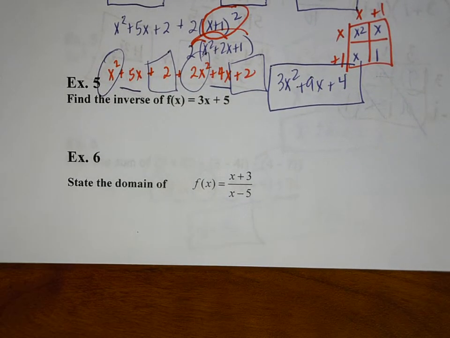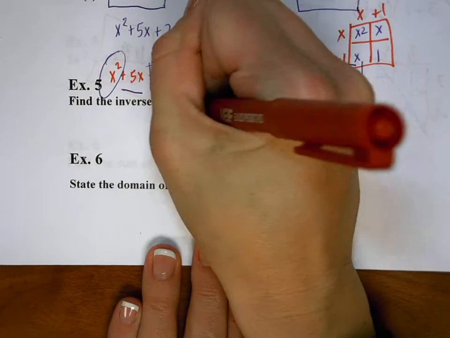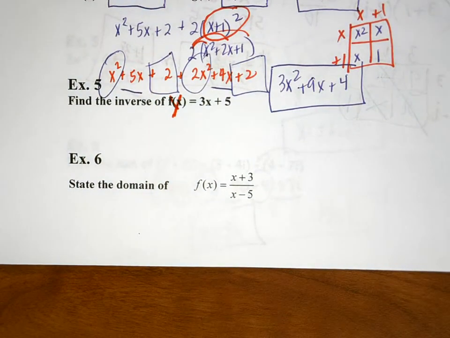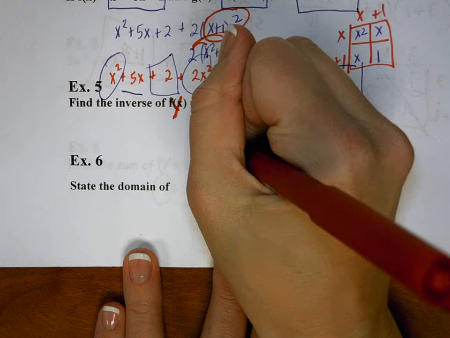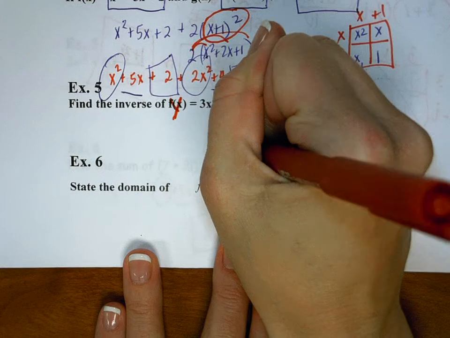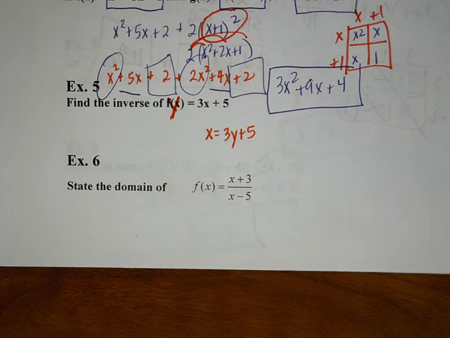Okay, who remembers on example 5, how do we find the inverse? Good. You're correct. And how do we find what that actually is? Who remembers what we do? Good. So f of x is really like y, right? And then in order to find the inverse, we exchange x and y. So I'm going to write this as x equals 3y plus 5, but we need to get y by itself again. So what do I do to get y by itself?